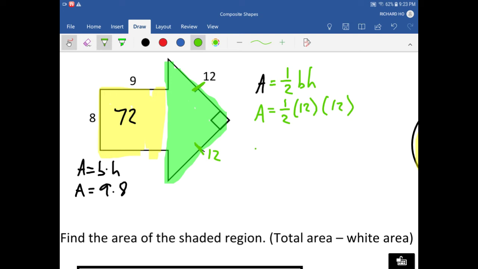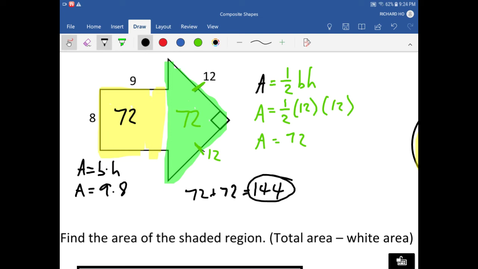Oh, interesting, they're the same. So this one's 72. So 72 plus 72 equals 144. So it's not that you're just doubling it, which happened in this case. It's really, that's the green one, that's the yellow one.